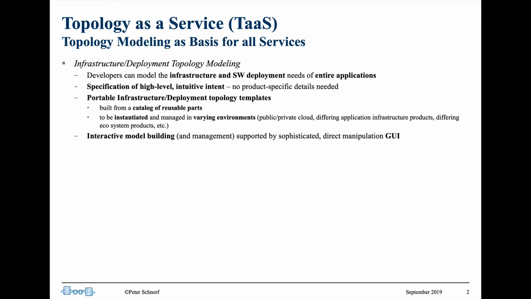Within the system, topology specifications are text-based. Currently, JSON is used, but YAML or other formats could easily be added. For human users, however, it is much easier to construct topologies interactively with a sophisticated direct manipulation graphical user interface that is included in the TaaS framework.